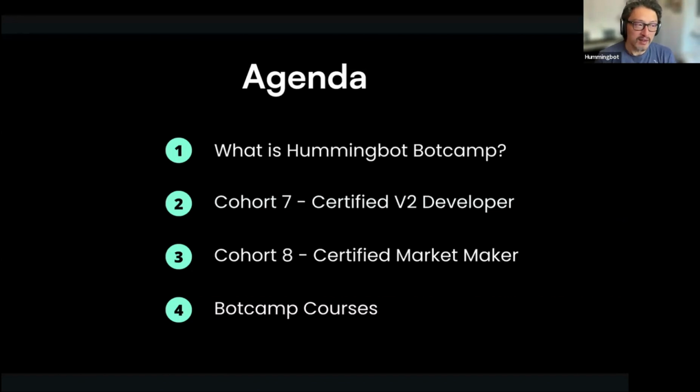We're kind of using that one as like a training course for people who really want to develop strategies using the new Hummingbot V2 framework. And then we have another cohort coming up in July that's going to be more focused on the theory and the practice of market making. So I'll explain in a bit more detail the differences between these 2 cohorts.